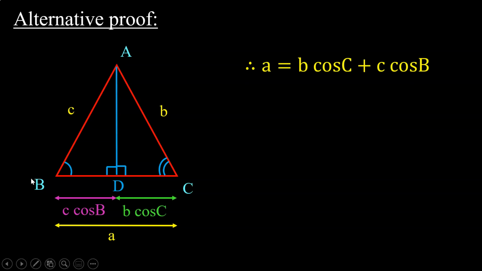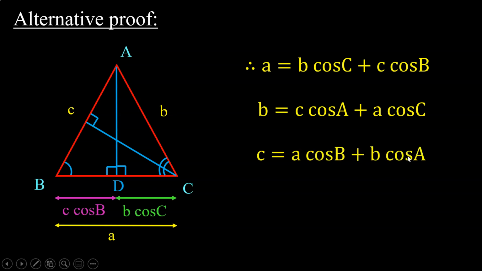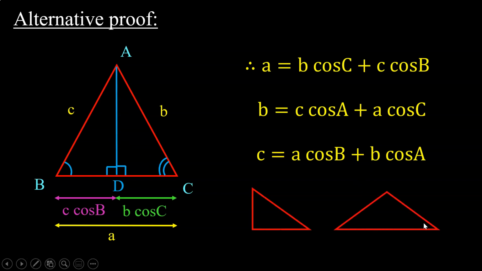In a similar manner, we can draw a perpendicular from vertex B to side AC and prove that b = c cos A + a cos C. Similarly, we can also prove that c = a cos B + b cos A, right? So here in this case, we have taken an acute angle triangle and proved these results. But we can also show these results for a right angle triangle as well as for obtuse angle triangles. I am leaving that as an exercise for the viewers.